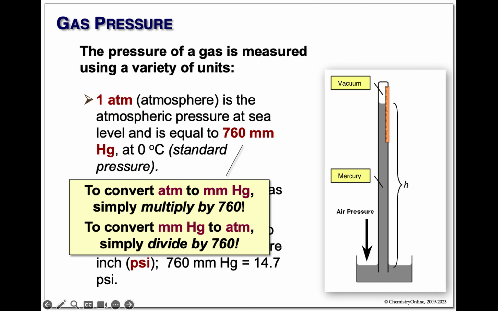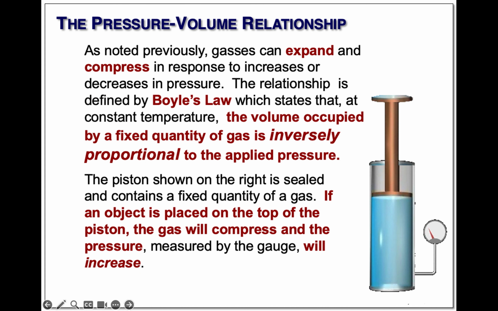All right, let's do our first relationship here. That is pressure volume. We'll see that this is referred to as Boyle's law. Boyle's law tells us that the volume occupied by a fixed quantity of gas is inversely proportional to the applied pressure. It's an inverse relationship. Now, in order to demonstrate this, we can use this guy.